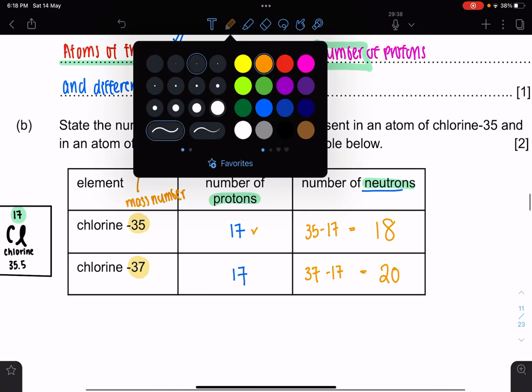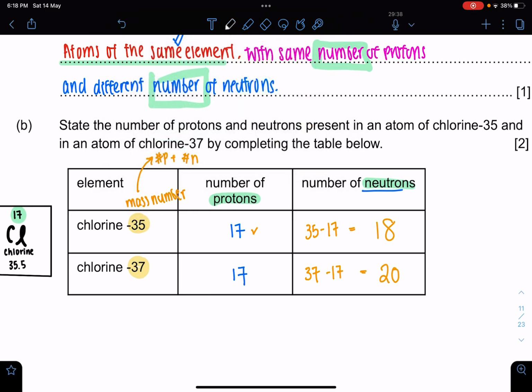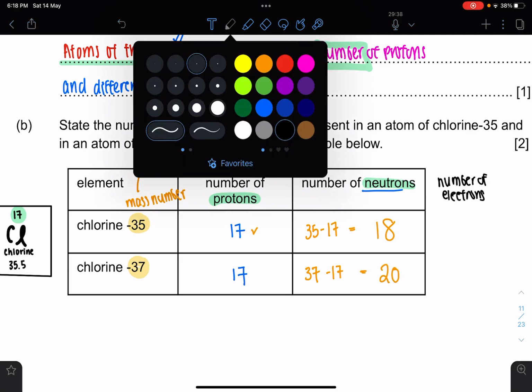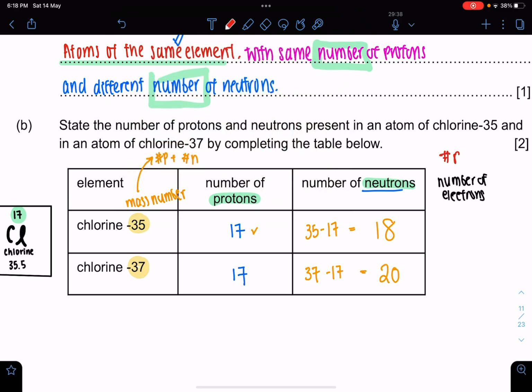Now just for revision's sake, how many electrons are there in these two isotopes? So if we recall, the number of electrons is always the same as the number of protons. So if the question asks the number of electrons, you can simply copy down the number over here. So for both chlorine 35 and chlorine 37, there are 17 electrons.